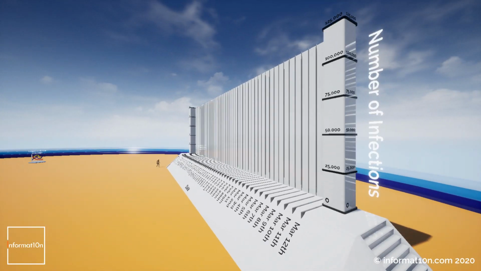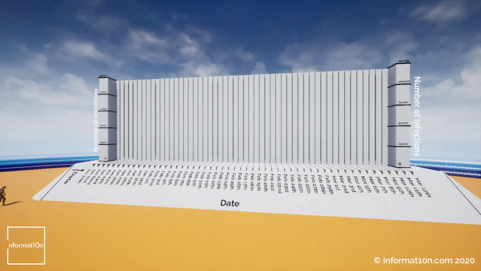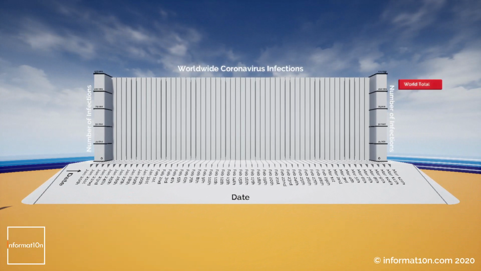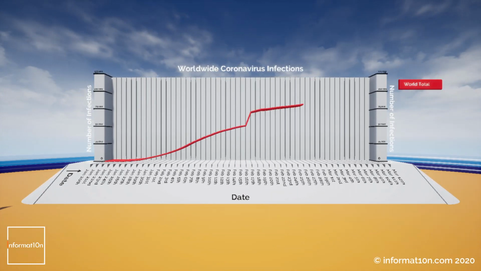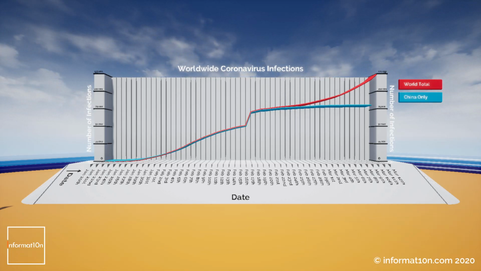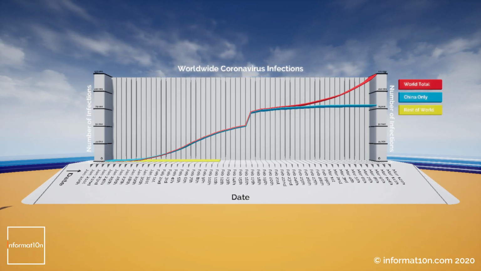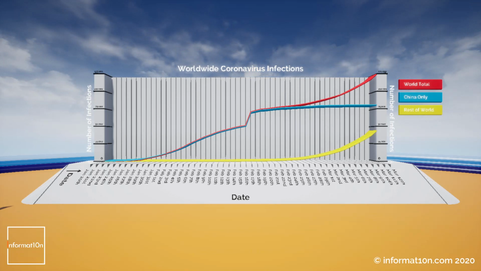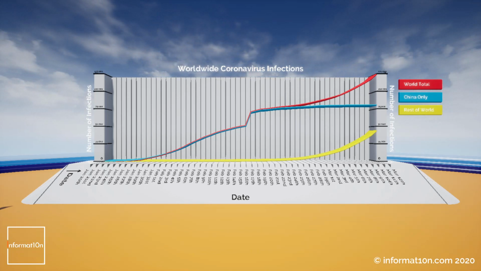Now this first chart is going to show the number of infections, which are on the vertical axis, going from 0 up until 125,000 at the top there. The first line is the world total number of infections. The blue line is the number of infections in China, and the yellow line is the number of infections around the rest of the world, so outside of China.